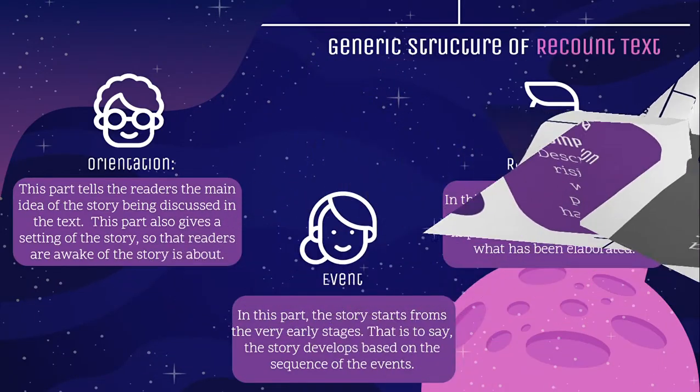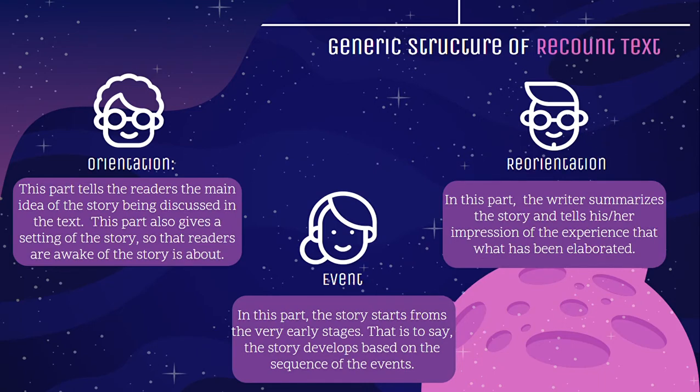Next. The generic structure of recount text. There are orientation, events, and reorientation. Orientation. This part tells the readers the main idea of the story being discussed in the text. This part also gives a setting of the story, so that readers are aware of what the story is about. It gives the readers the background information needed to understand the text, such as who was involved, where it happened, and when it happened.